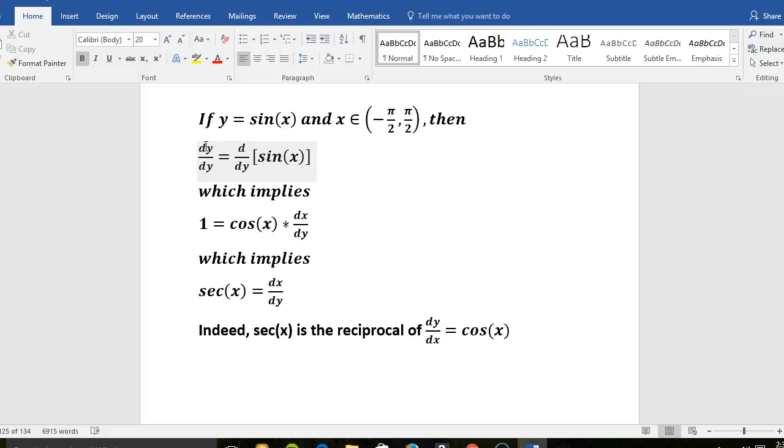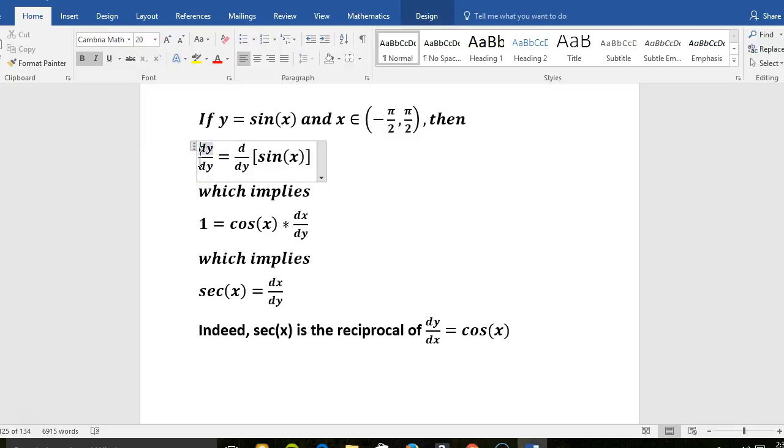So here's what we do. Yeah, I know what you're thinking. I could do the arc sine of y equals x, couldn't I? And differentiate the arc sine, but nah, let's not. So dy by dy, I'm going to do it this way. I'm going to differentiate both sides with respect to y.